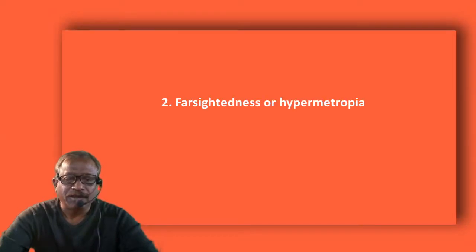Up till now, we are toward the end of this chapter. In the last video, we completed the eye defect, myopia. Now, in this video, we start to explain another defect, that is hypermetropia or long-sightedness or far-sightedness.